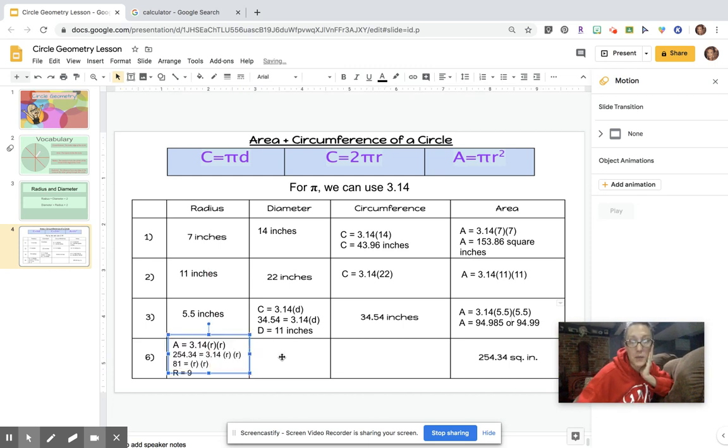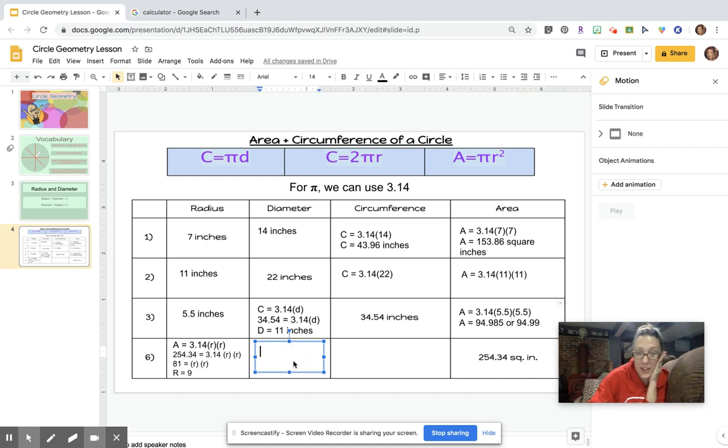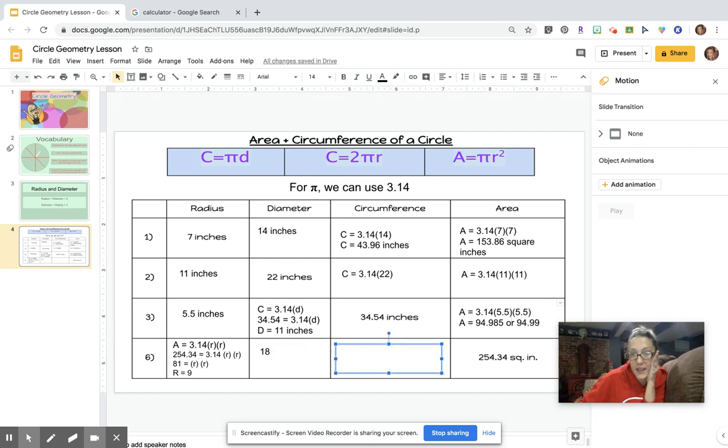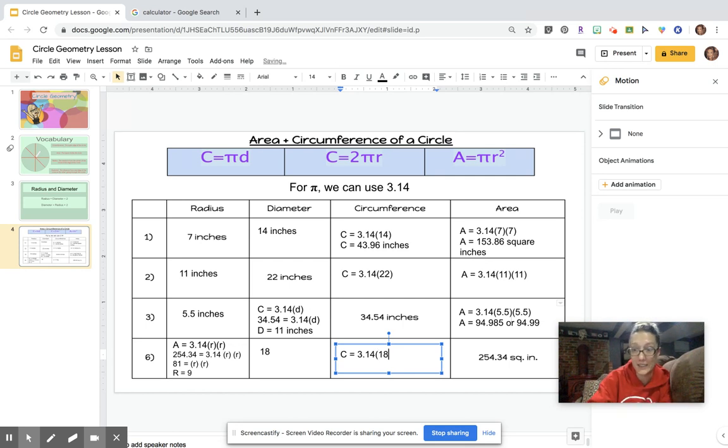Do your best. The nice thing with your practice is you don't have to fill everything out. It's a matching one, so you might be able to do some of this with just process of elimination. So you have your radius of 9, which means your diameter is 9 times 2, so your diameter is 18. Then I can use that to find my circumference, because circumference is equal to pi, which is 3.14, times the diameter, which we just found out is 18.